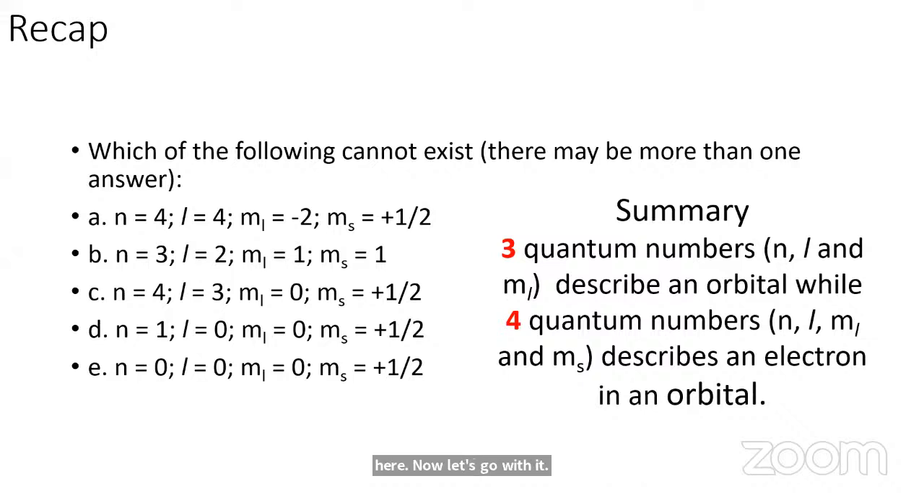A says if N is equal to 4, L is equal to 4, ML is equal to -2, and MS is equal to half. What do you think about A? Can this exist or not? I'll go to the chat to look at your answers. A cannot exist. Can I have other answers? It's just a few people that are answering me, please.